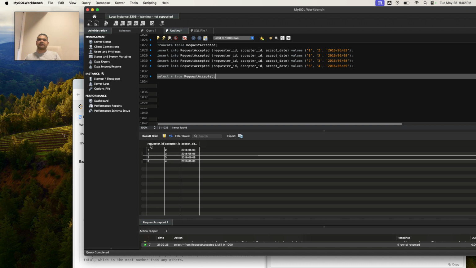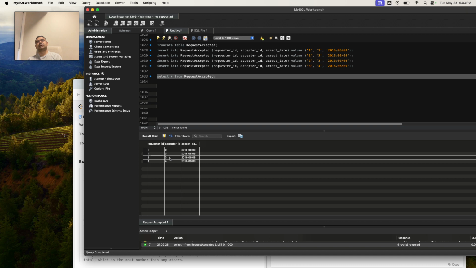Basically we need all the requester IDs and accepter IDs, but the requester ID and accepter ID should not be the same. How can we do that? You need to find the ID, whether it's a requester ID or an accepter ID, and count it. Maybe group by will work in this case. Let me think about that.